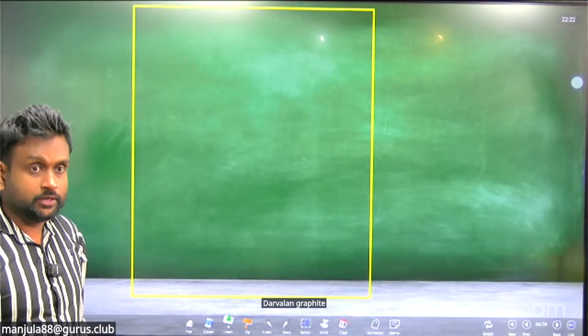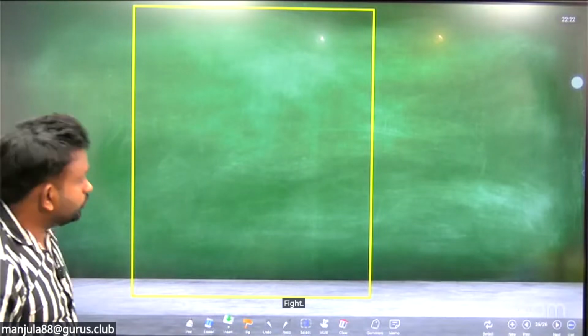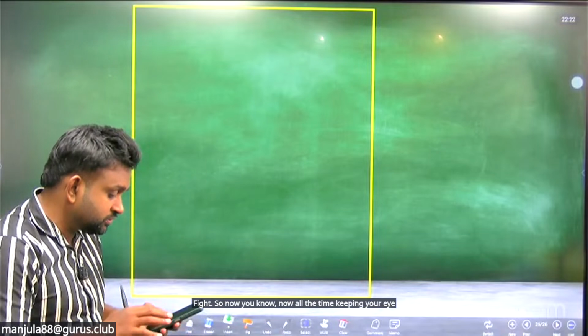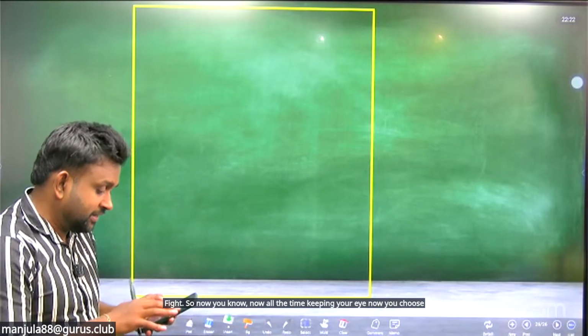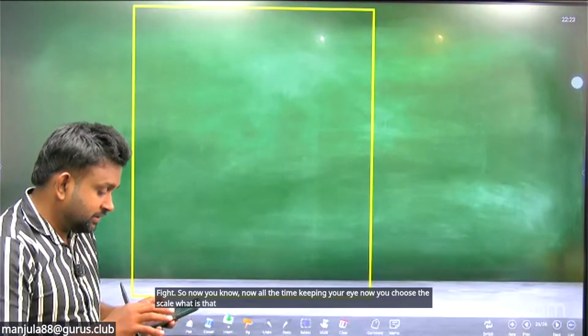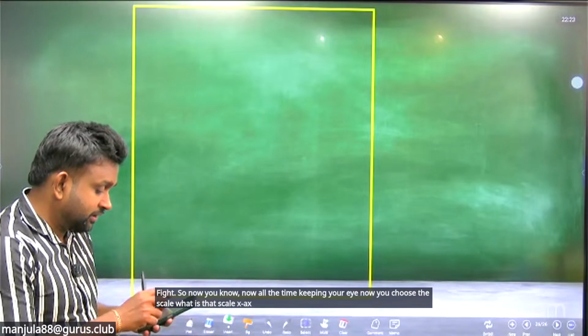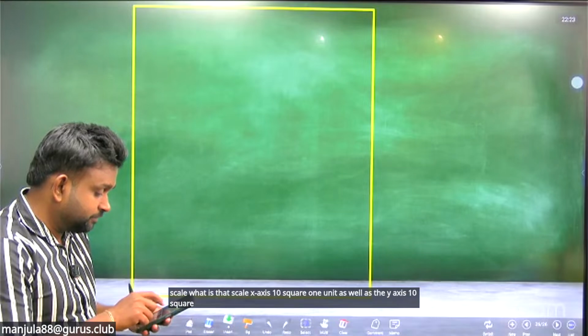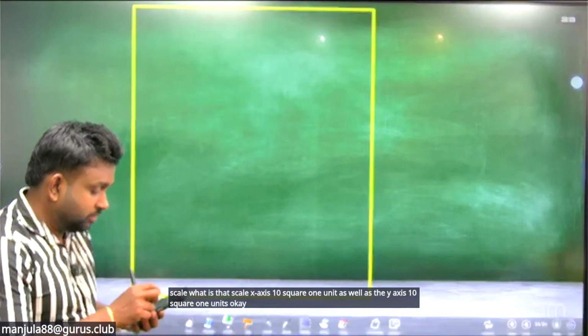Right. So now you know. Now all the time keep in your eye. Now you choose the scale. What is that scale? X-axis 10 squares 1 unit, as well as the y-axis 10 squares 1 unit. Okay, right.